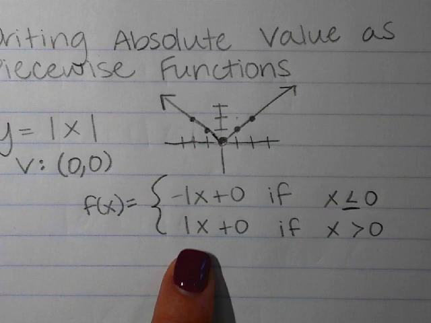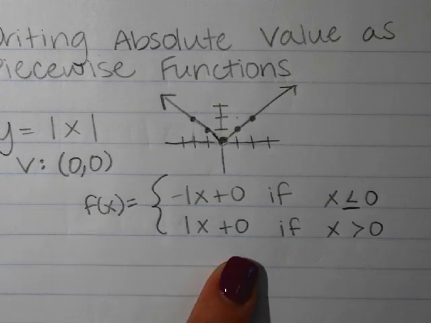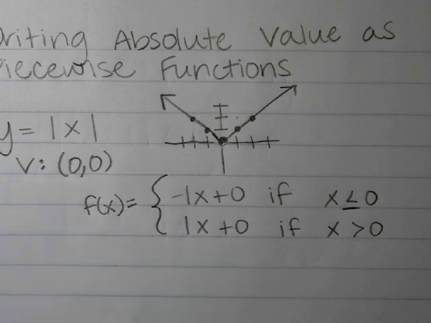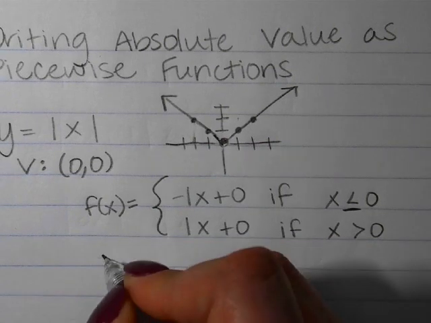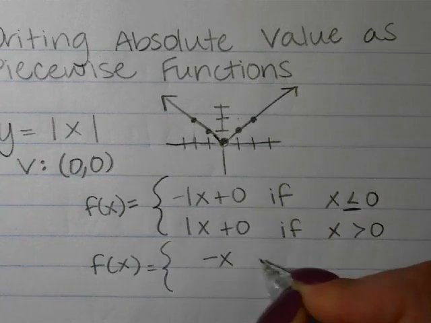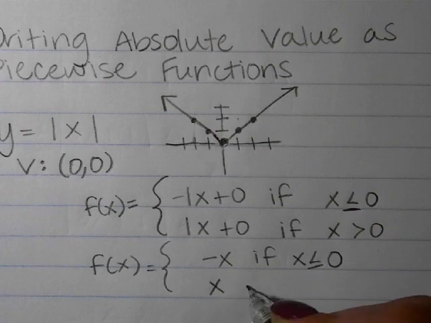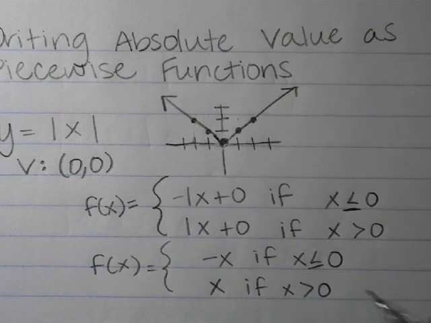Now, most people don't put the 1 in the front and they don't put the 0 on the end, right? We did that so we could help ourselves think through, oh, there's a y-intercept and I can find it, and there's a slope and I can find it. But most people would have written this as negative x if x is less than or equal to 0, and positive x if x is greater than 0. That's how most people would have written it. Yes? So why would you do this?